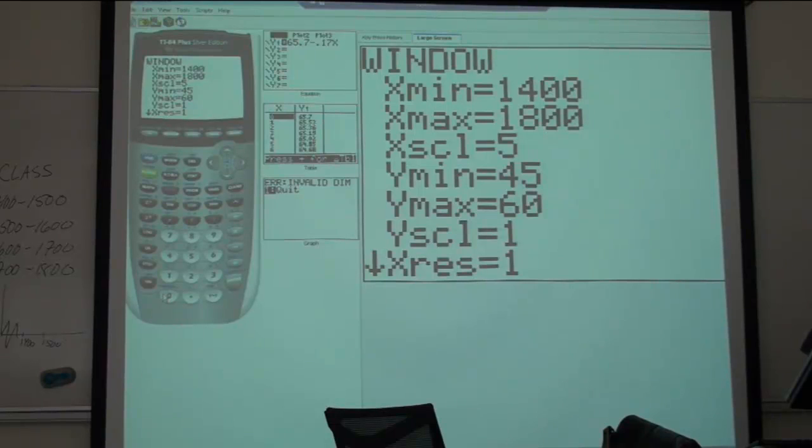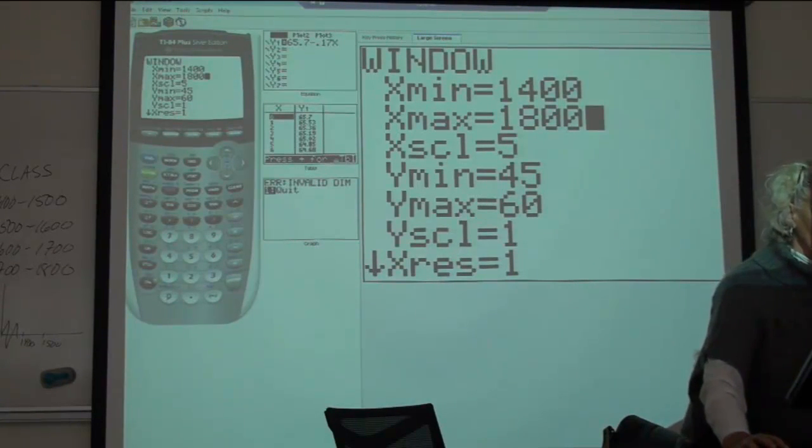And what size are these classes? What is the interval size? $1,400 to $1,500. How big is that? 100. So on my X scale, I'm writing in 100.